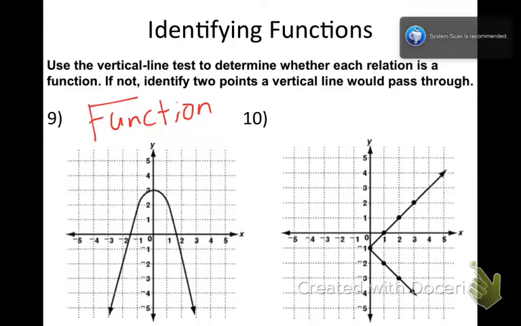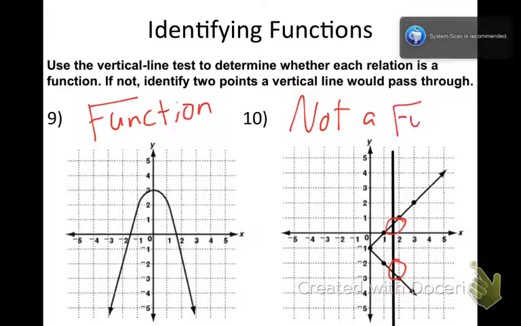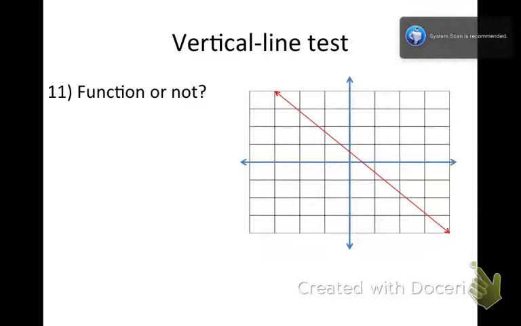What about 10? If I draw a line here, does it touch it more than once? Yes. Touches there and there. So we would say that is not a function. Okay, not a function. Let's try 11. If I look at this one, function or not a function? Rob, what do you think? Yep, 11 would be a function. That'd pass the vertical line test.